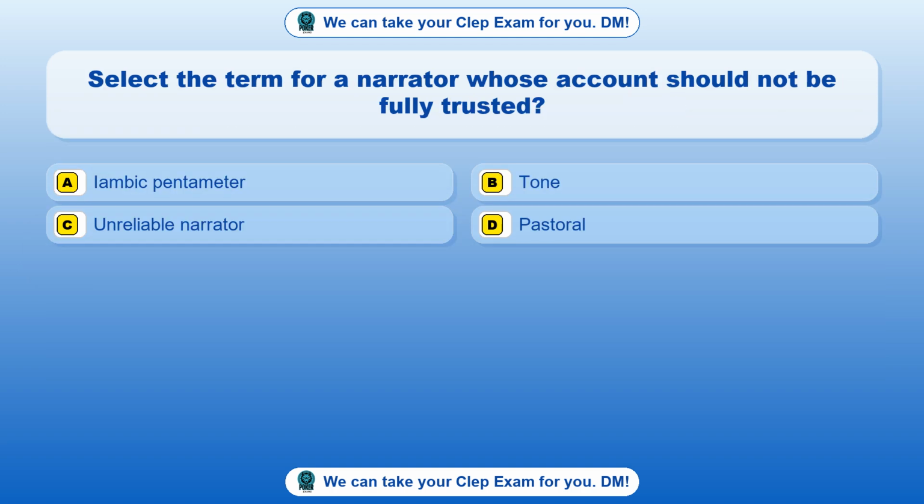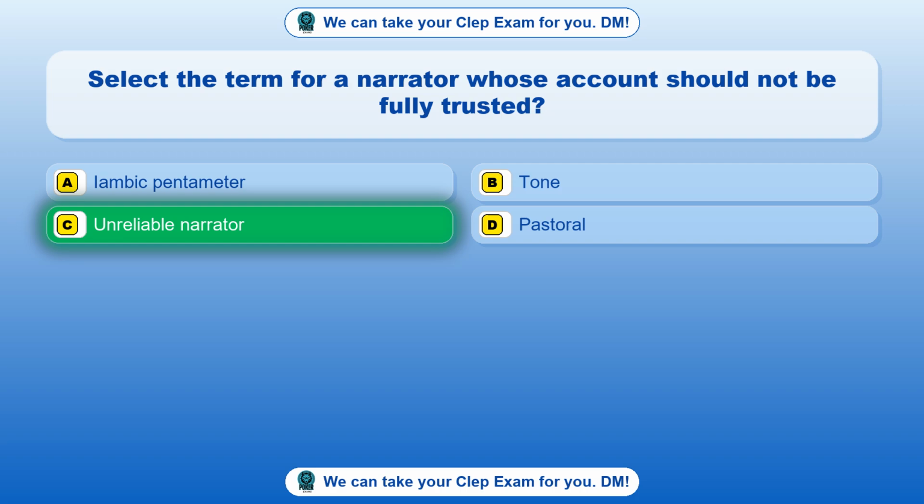Question 26. Select a term for a narrator whose account should not be fully trusted. Option A, iambic pentameter. Option B, tone. Option C, unreliable narrator. Option D, pastoral. The correct answer is option C, unreliable narrator.